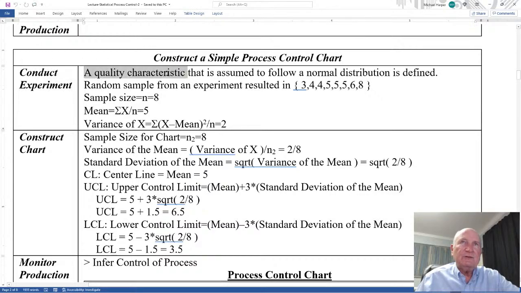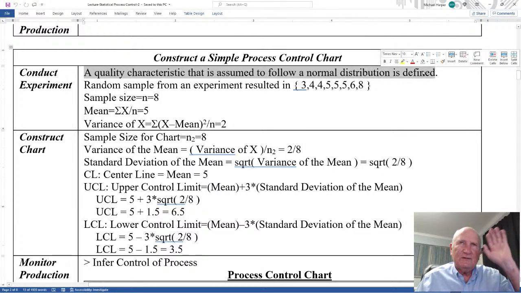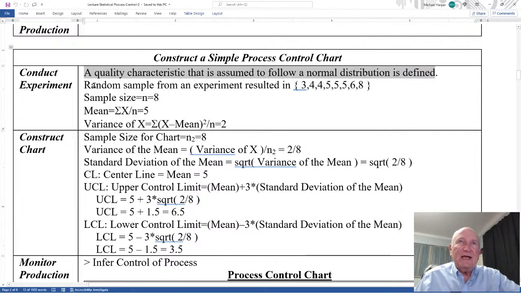A quality characteristic that is assumed to follow a normal distribution is defined. And we won't be going through all the different types of definitions of the quality characteristic that we could be measuring. I mentioned a few examples. Let's just assume we have a quality characteristic and we're going to measure it. A random sample from an experiment resulted in these numbers, whatever they are. They could be length, they could be weight: 3, 4, 4, 5, 5, 6, 8. I rank ordered them for ease.